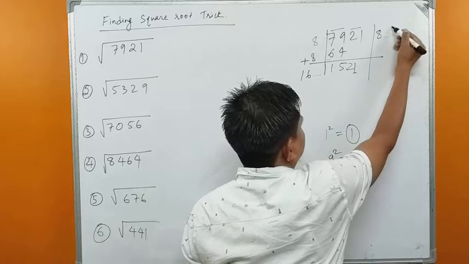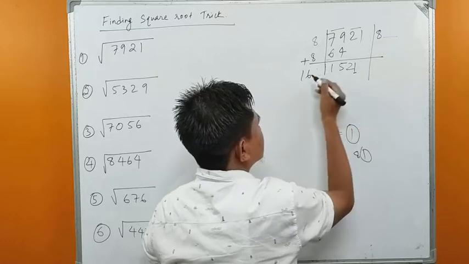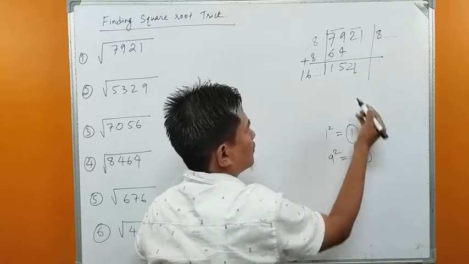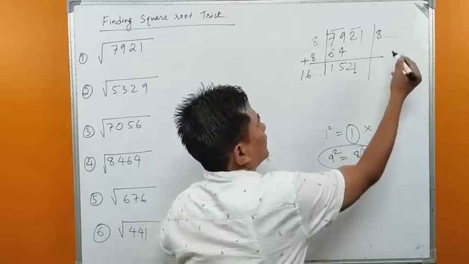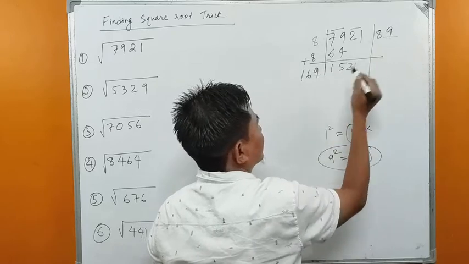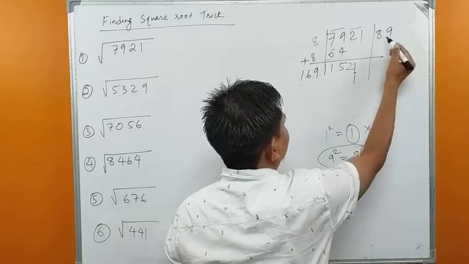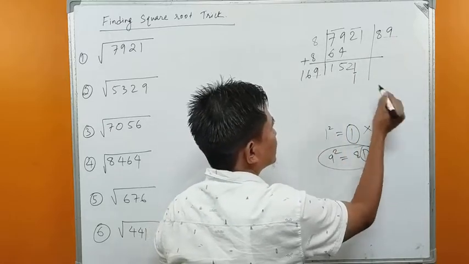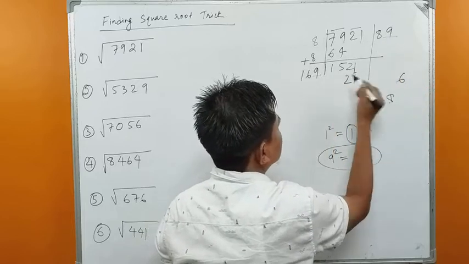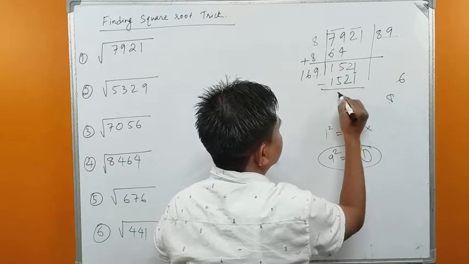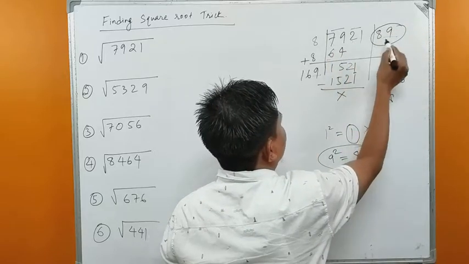Suppose we write 1 here, 1 1s are 1, 1 6 are 6, but here we have 2. That is the wrong option, isn't it? So we choose this one. So we write 9 here. 9 9s are 81, 8 in hand. 9 6s are 54, 54 plus 8 is 62. 2, 6 in hand. 9 1s are 9 plus 6 is 15. So when we subtract, we get the remainder 0. That means the square root of 7921 is 89.